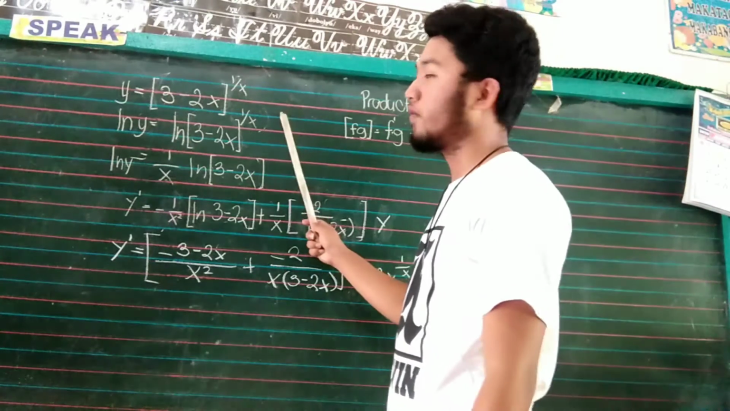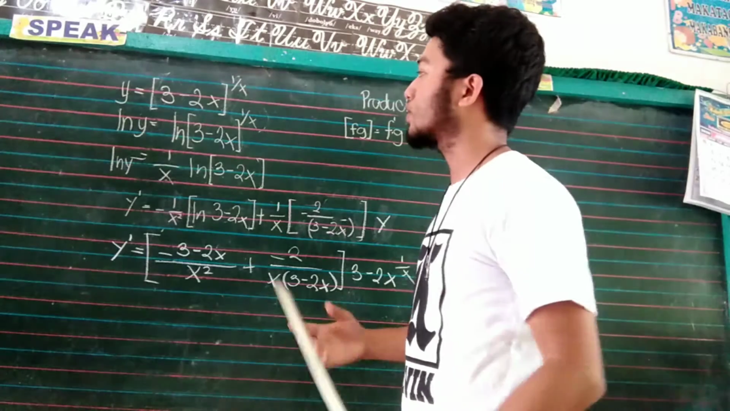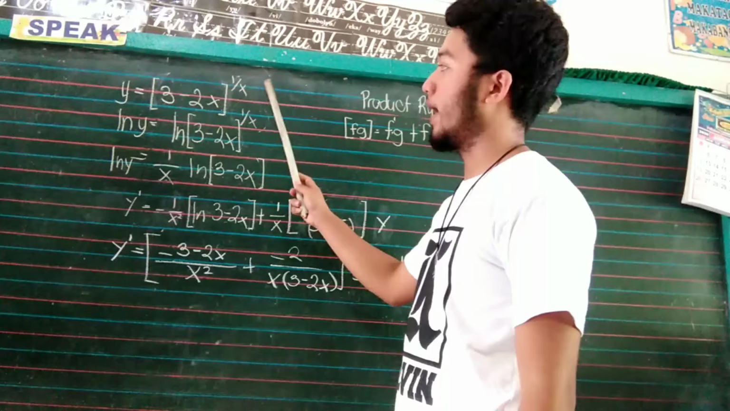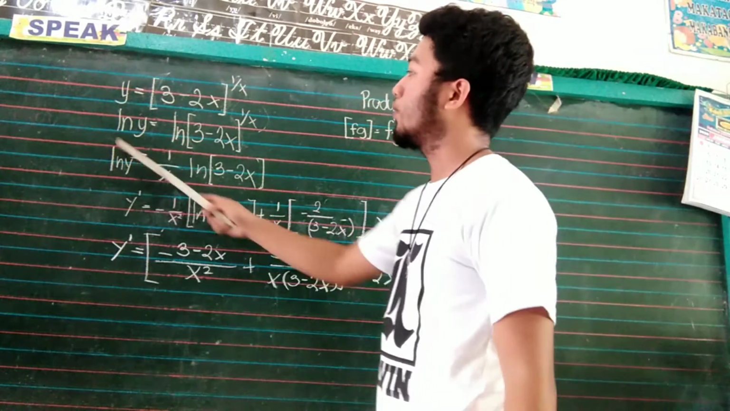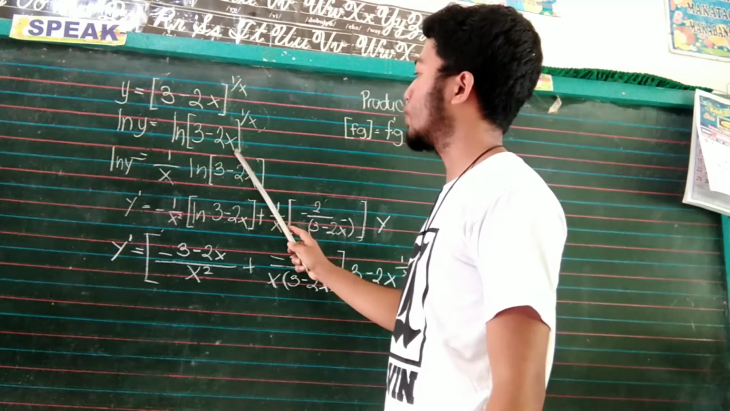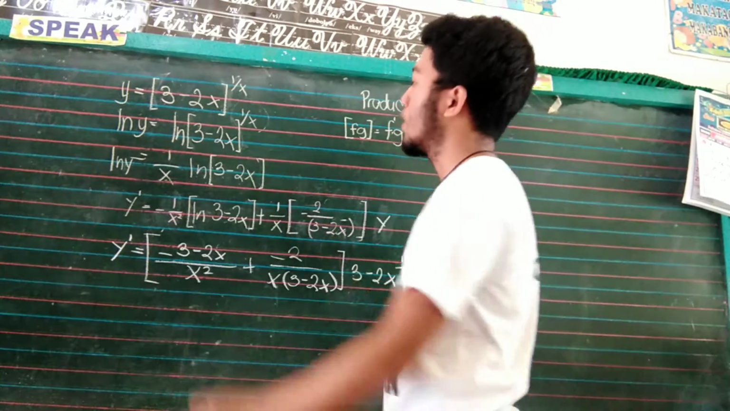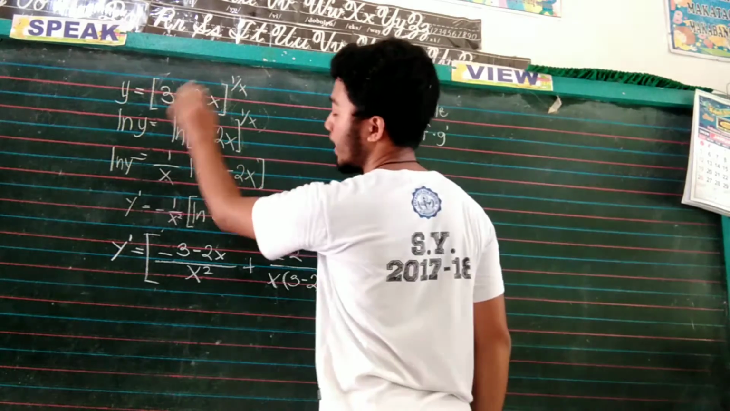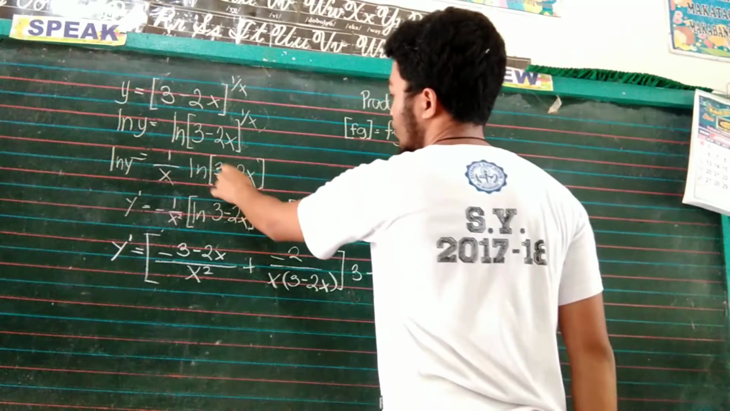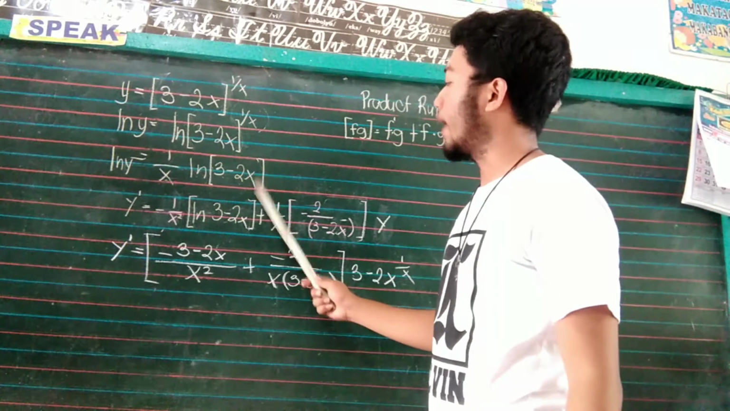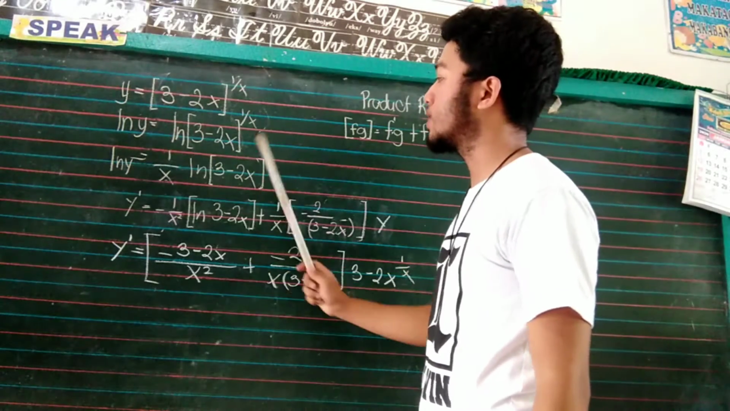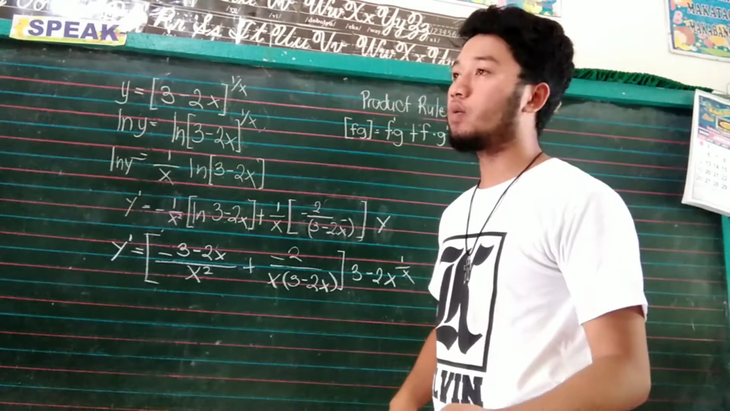So the first equation we have here for the differentiation of the logarithmic function is y is equal to (3 minus 2x) to the power of 1 over x. So to differentiate, we have ln y is equal to ln of (3 minus 2x) to the power of 1 over x. So this exponent will allow us to move this at the front. So it will become 1 over x times ln(3 minus 2x). And notice here that we have the variable times the variable. So we need to use the product rule.